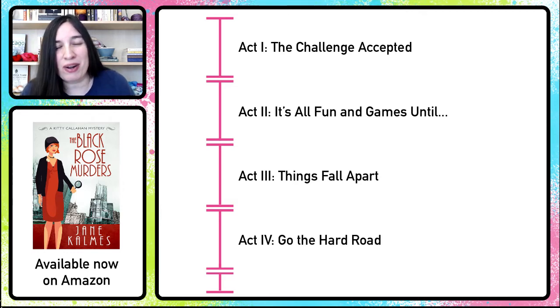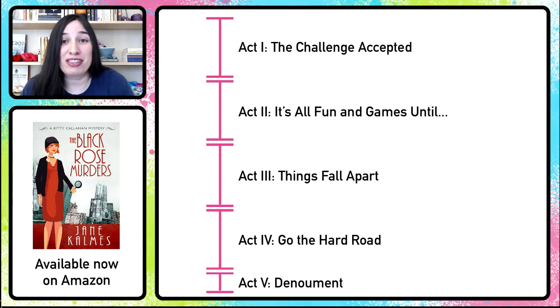But that's okay, because they're going to rally in Act 4. Go the hard road. Okay, Act 4 is where your sleuth has to double down and recommit to giving everything she's got to solving this case. She'll confront the killer, and everything will be nicely resolved. But we still need Act 5, the denouement, where we tie up loose ends and kind of discover how our sleuth has gained by this experience. So we're going to go through all of these acts specifically for how they work with a cozy.